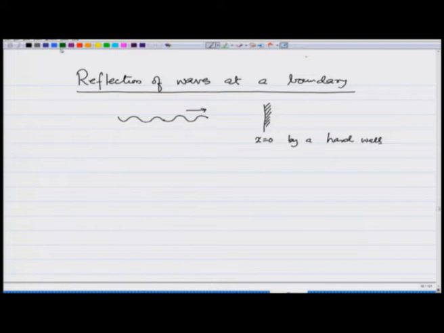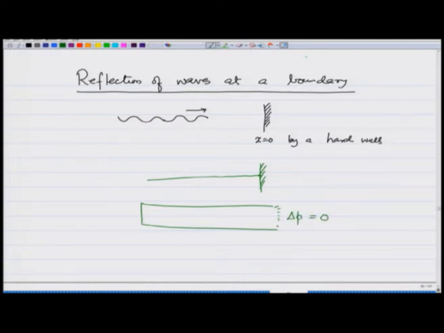It could be a string tied on a wall, or it could be a pipe which is open at this end, so that delta p will be 0 out here. It cannot sustain any pressure difference. So, the pressure out here is going to be the same as the atmospheric pressure, and that gives you delta p equal to 0. So, these are two things which are the same. That means, a string tied at a hard wall and an open ended pipe where the pressure difference would not be sustained. In this case, suppose there is a wave coming in.